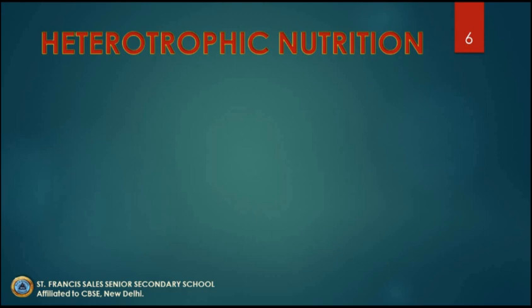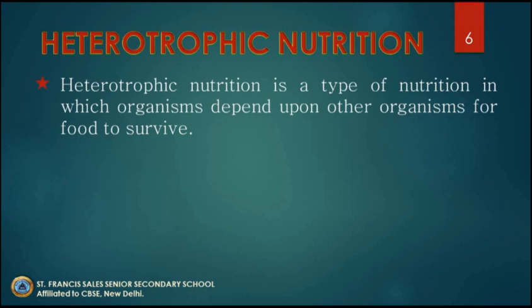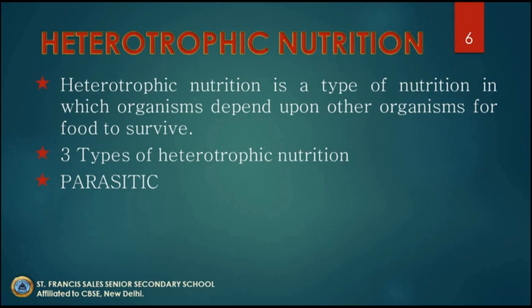Now we can move on to heterotrophic nutrition. It's a type of nutrition in which organisms depend upon other organisms for food to survive. That means these organisms cannot prepare the food by themselves. They depend either on plants or on other animals for survival. There are mainly 3 types of heterotrophic nutrition: parasitic, saprophytic, and holozoic.